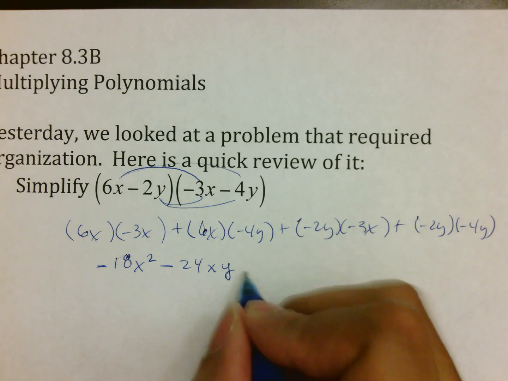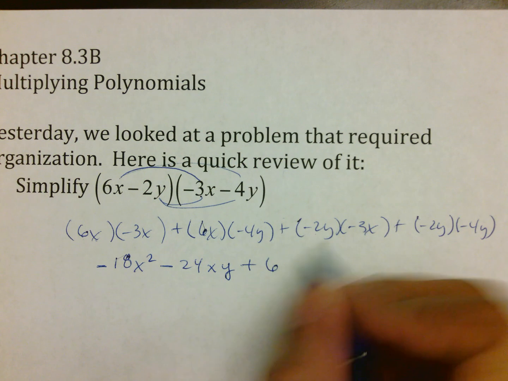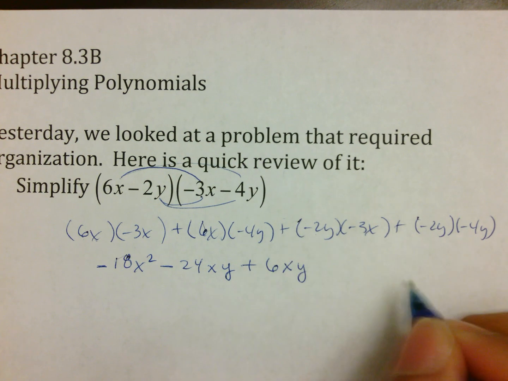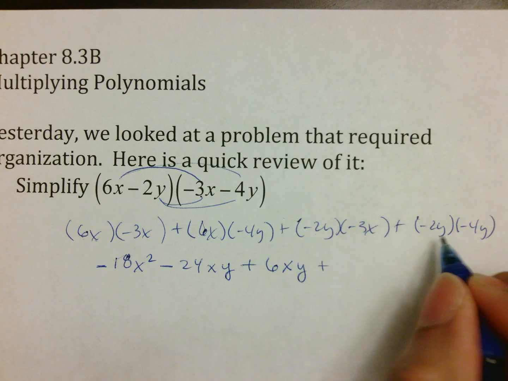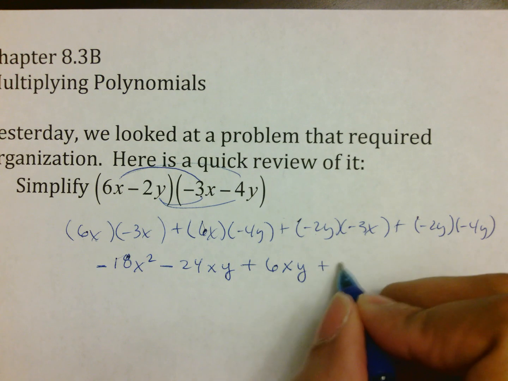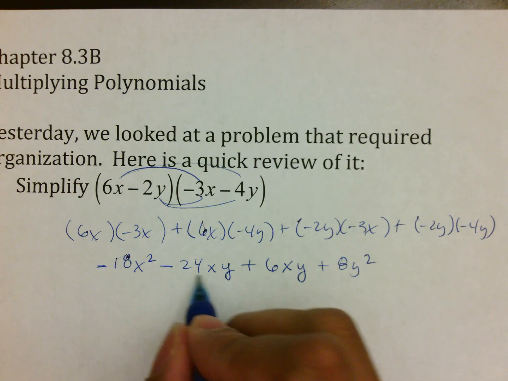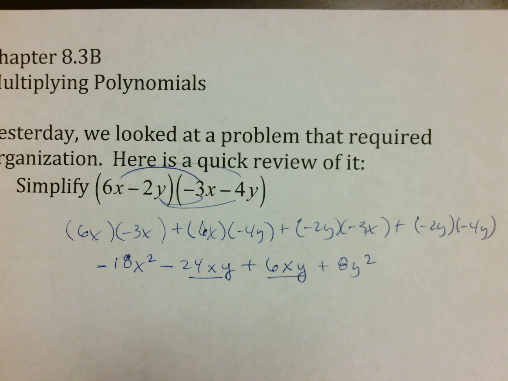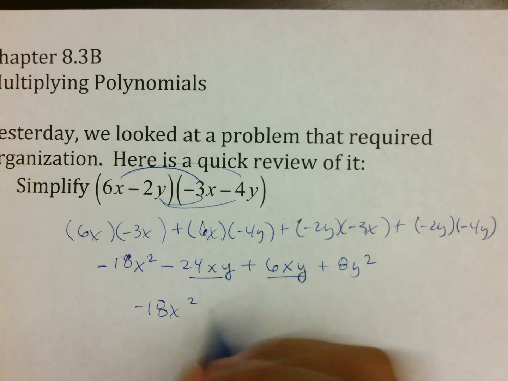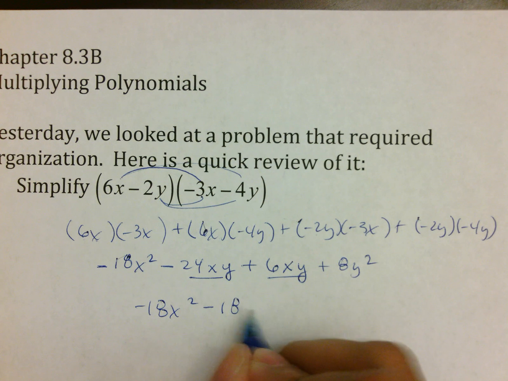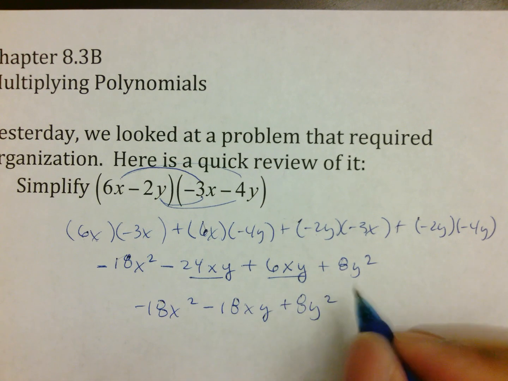Here you have two negatives, which means your sign is positive. 2 times 3 is your number 6, and then again there's a y and an x, so you alphabetize those and put x, y. And then the last one, two negatives make it positive. 4 times 2 is 8, and then you have two y's, which makes y squared. And again, in the end, what we do is put our like terms together. So your negative 18x squared comes down. Negative 24 plus 6 makes negative 18. You can check that for yourself. And then plus 8y squared.